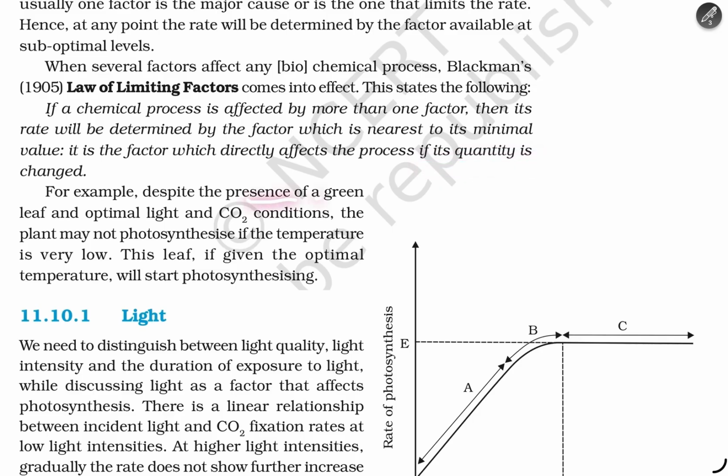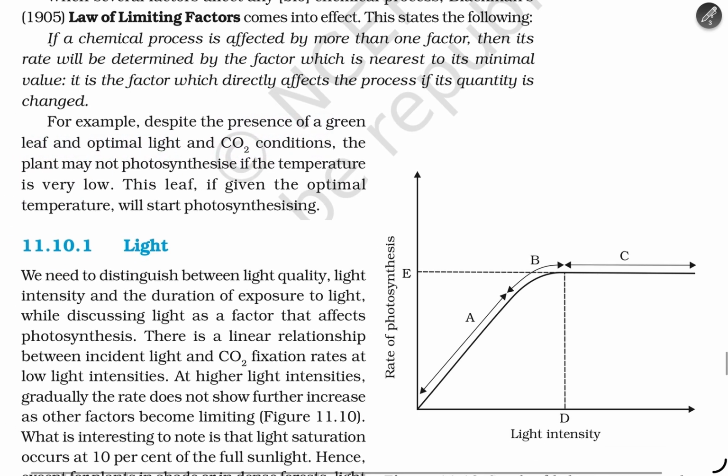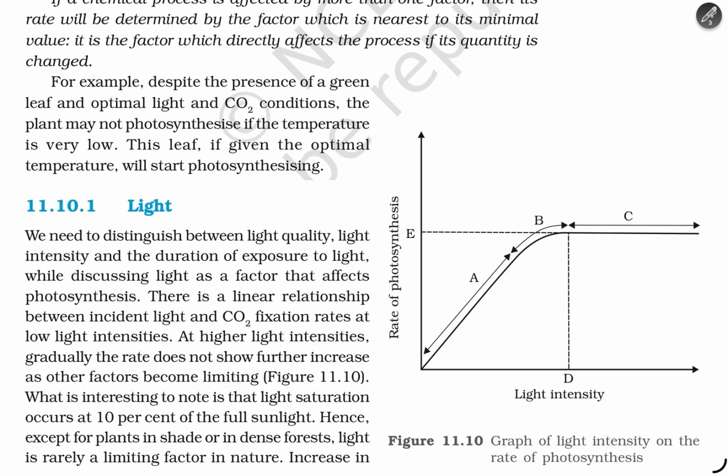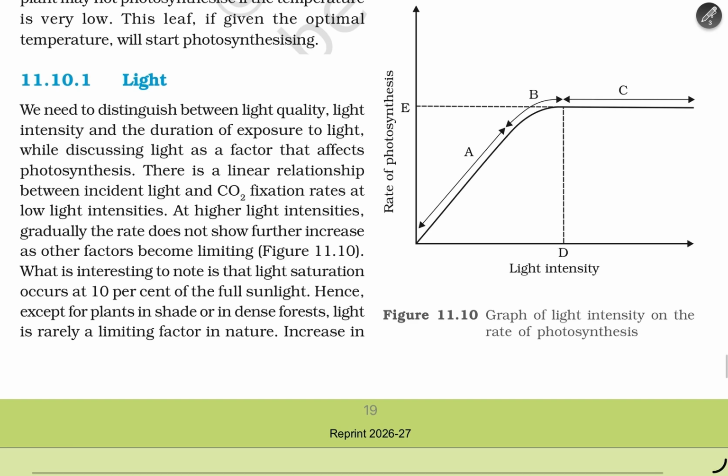For example, despite the presence of a green leaf at optimal light and CO2 conditions, the plant may not photosynthesize if the temperature is very low. This leaf, if given the optimal temperature, will start photosynthesis. Light: we need to distinguish between the light quality, light intensity, and duration of exposure to light.